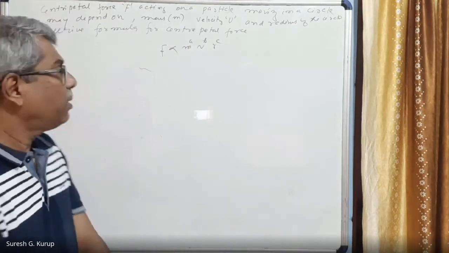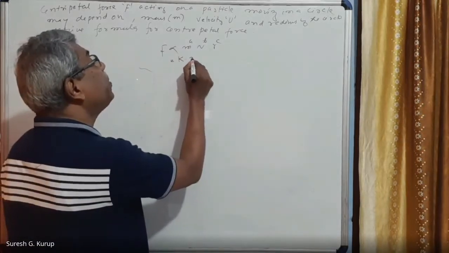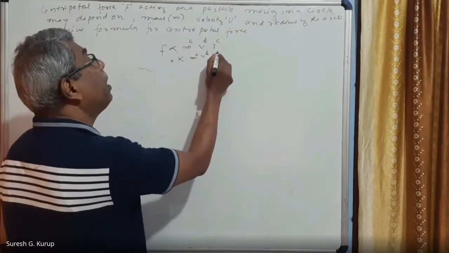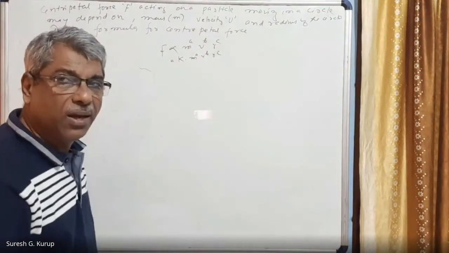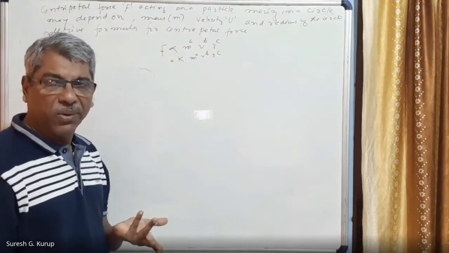This is the first way. Next you will write F is equal to a constant k into m raised to a, v raised to b, and r raised to c. Remember, k is a constant that has no unit.